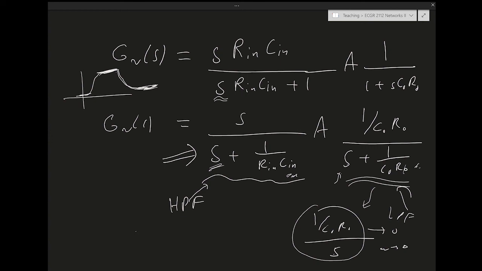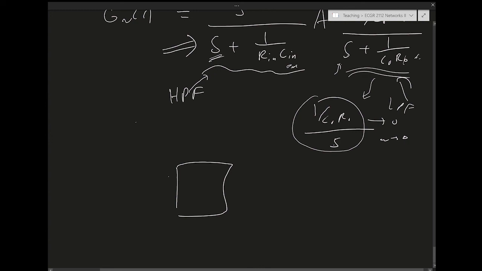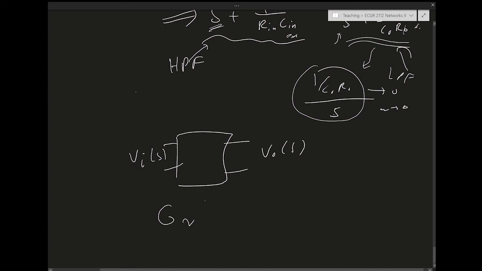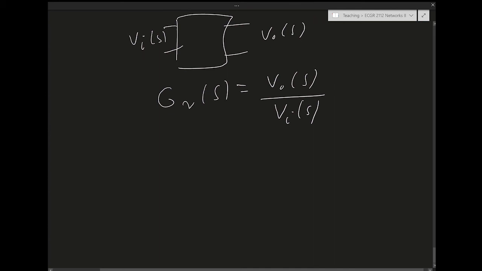Okay, so this introduces the concept of a network transfer function. So I have a certain input to the network, VI, S, and I have a certain output, VOS, and then I can express the ratio of the output versus the input as a transfer function, and can easily calculate those transfer functions for different circuits. Okay, there are different kinds of transfer functions. So there is what's called the voltage gain. This is a transfer function from input voltage to output voltage. So it has a unit of V over V. So this is what's called a voltage gain.